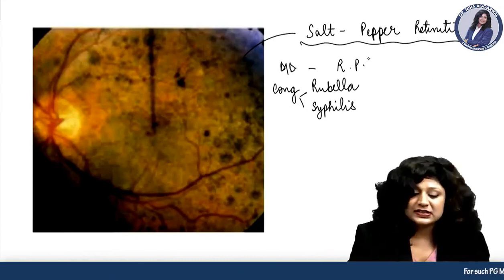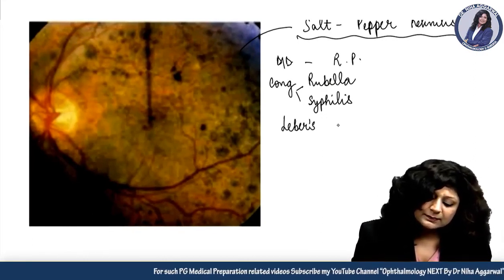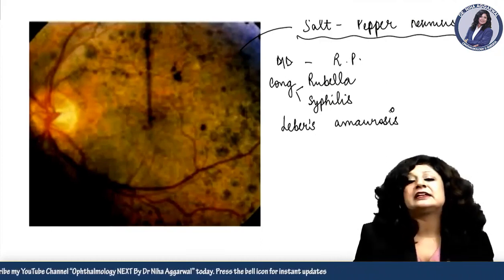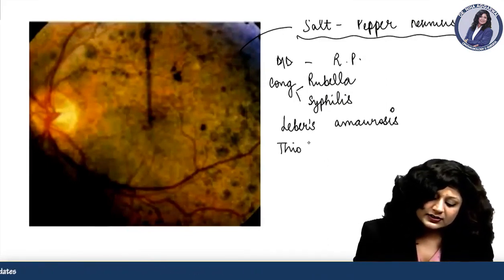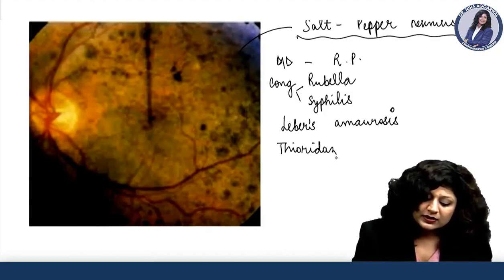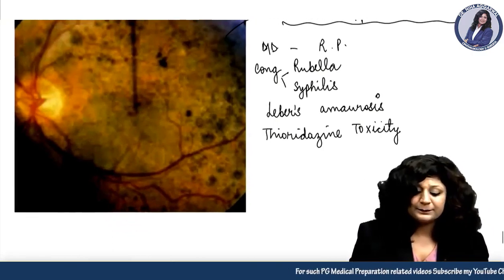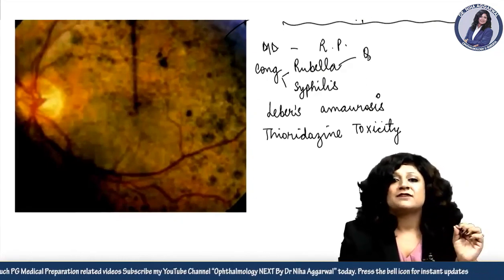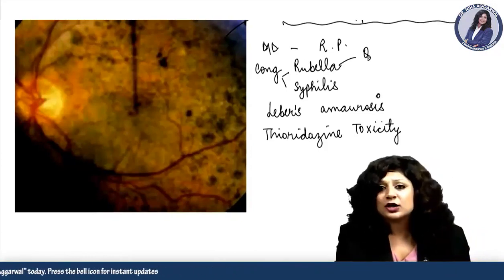Then one was retinitis pigmentosa. Then also Leber's disease, that is Leber's amaurosis. Then what else? We also get it in drug toxicity, like thioridazine. In thioridazine toxicity also we are getting this salt and pepper retinitis. Congenital rubella, I can say, is the most important one. Then apart from this, we have syphilis, Leber's amaurosis, and thioridazine toxicity.